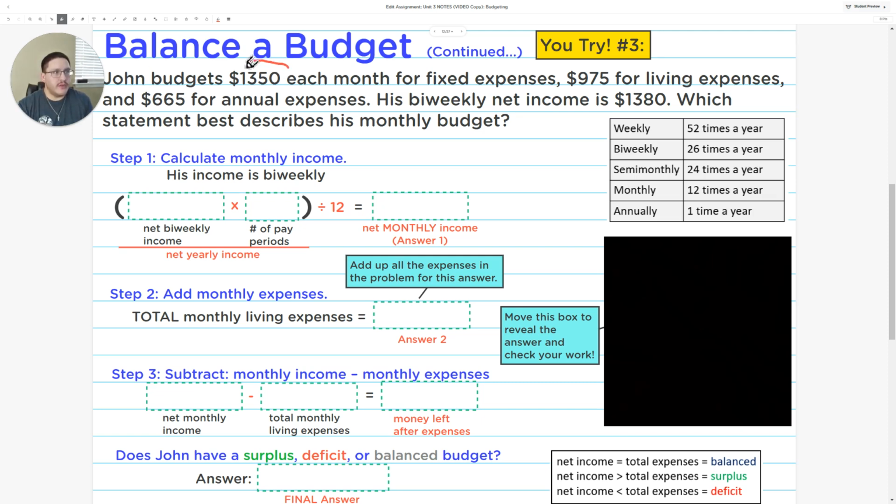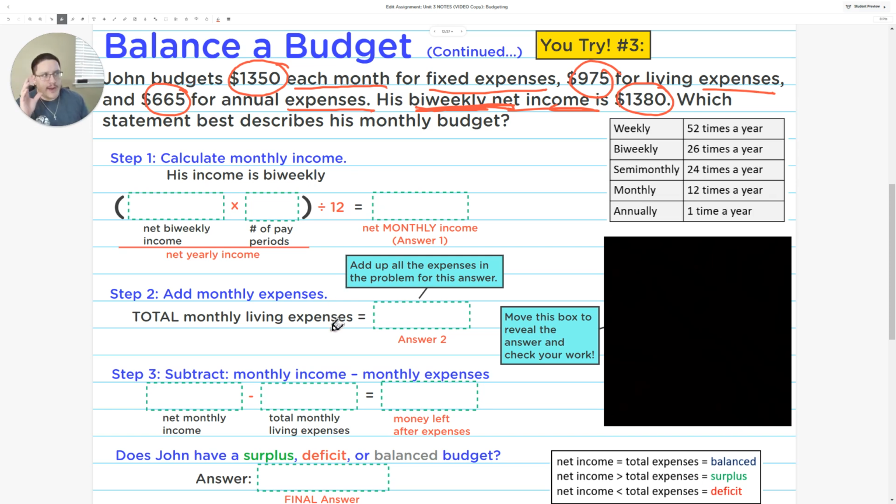John budgets $1,350 each month for fixed expenses, $975 for living expenses, and $665 for annual expenses. His biweekly net income is $1,380. Which statement best describes his monthly budget? So step 1, we want to calculate the monthly income. So this is going to be a multi-step problem.